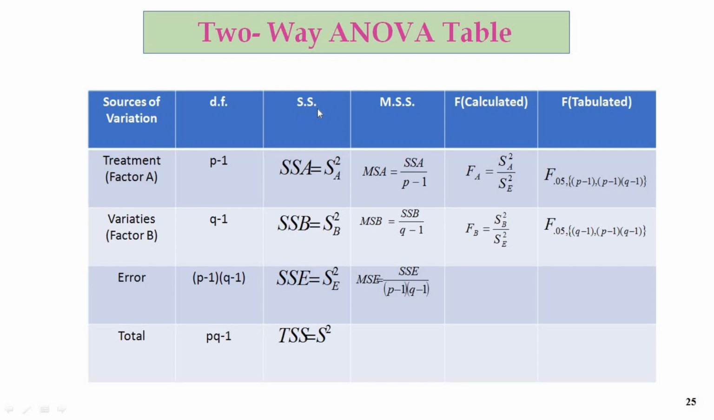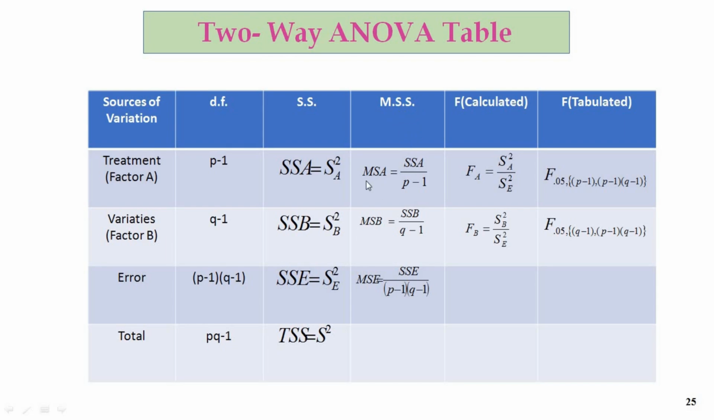This is SS, sums of square. This is SSA, sums of square for the factor A, equal to SA square. SSB, sums of square for the factor B, is equal to SB square. SSE, sums of square for error, is equal to SE square. And TSS means total sums of square, which is equal to capital S square.